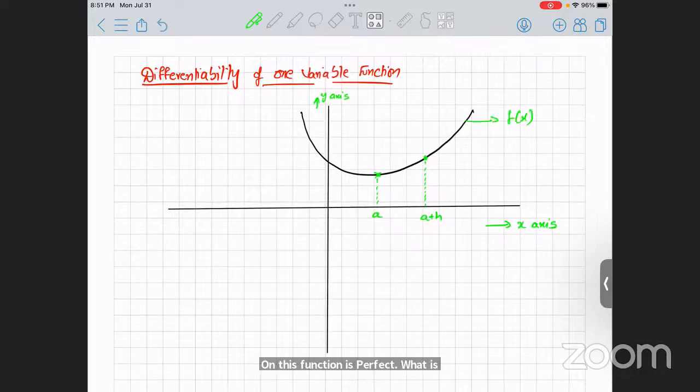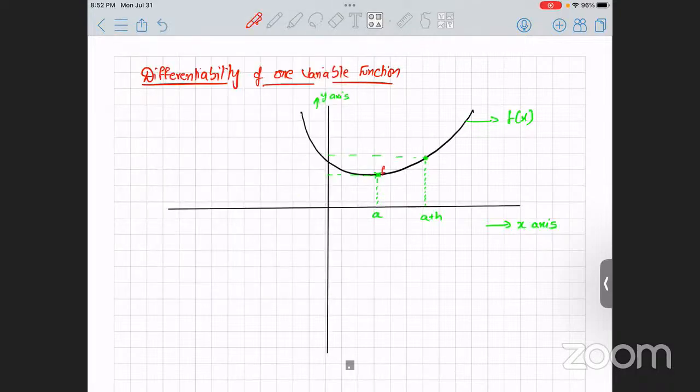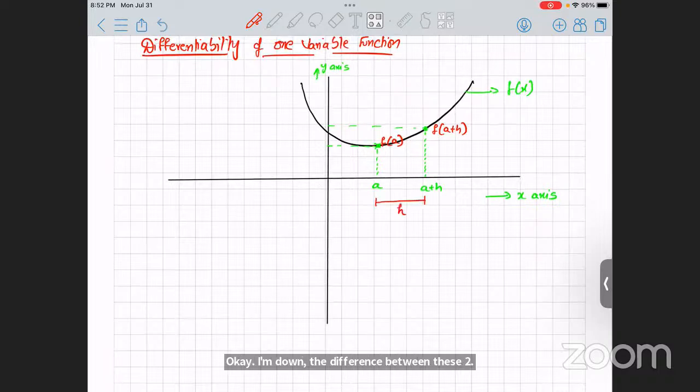What is the y value here? f of a. And this is f of a plus h, where the plus is h. And then the difference between these two is h. Agree?